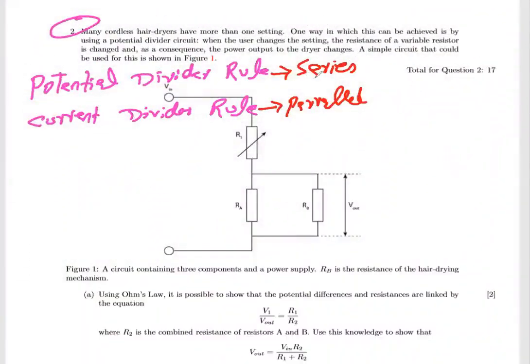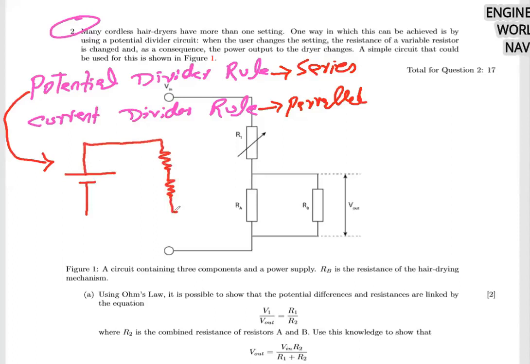So, potential divider, let's discuss the first one, the potential divider rule. Let's say this is the high voltage, and here we have lots of resistors. Let's say I am taking three resistors. So this resistor is R1, this resistor is R2, and this resistor is R3.